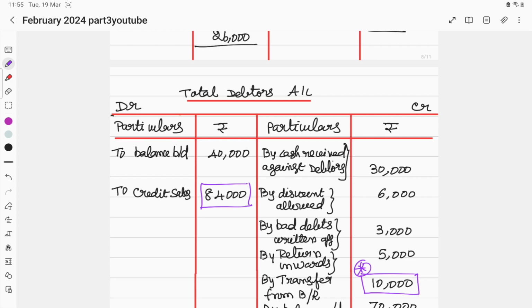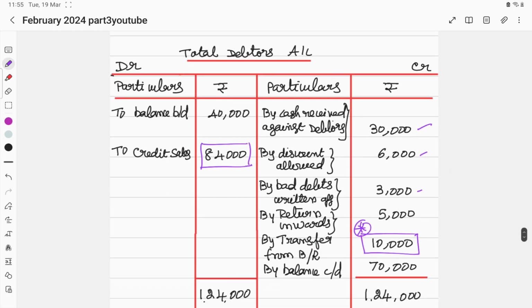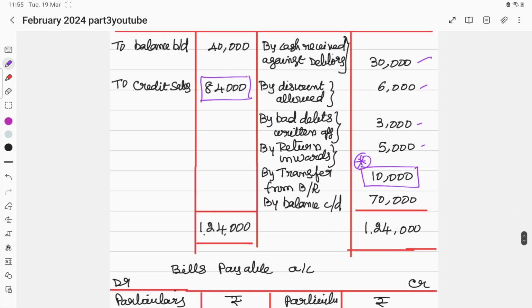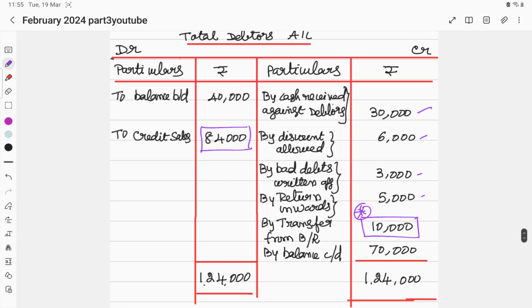Total debtors account. So balance brought down on the debit side 40,000. Credit side: cash received from debtors 30,000, by discount allowed 6,000, bad debts written off 3,000, return inwards sales returns 5,000. By transfer, that is a contra entry, bills receivable debit, total debtors credit 10,000. Balance carried down is also given 70,000. So here we get credit total 1,24,000. So the missing figure we get is credit sales 84,000.